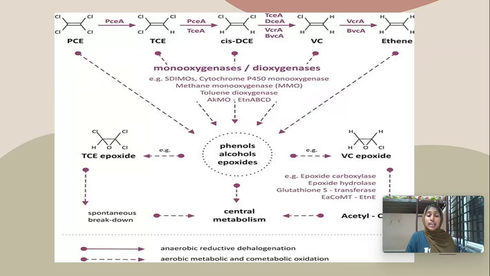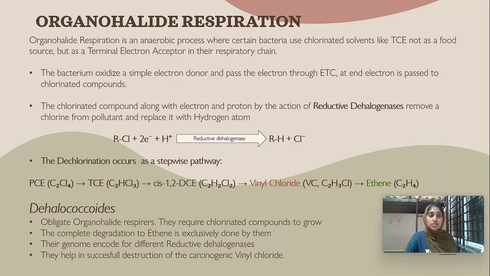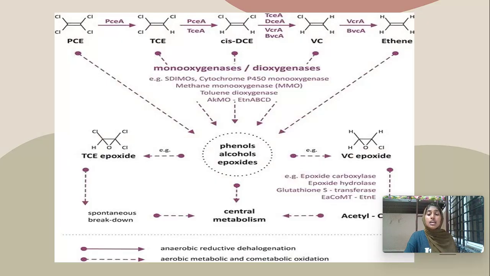With aerobic oxidation and co-metabolism of chloroethanes, or we can say organohalides, the complete mineralization of organohalides will not be attained by an aerobic process, whereas the anaerobic reductive dehalogenation process will help us to completely degrade these organohalides into less harmful ethene.